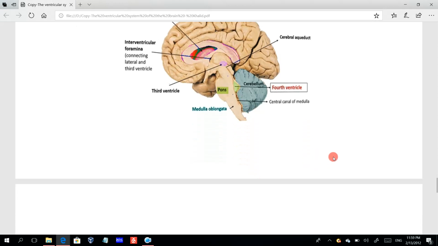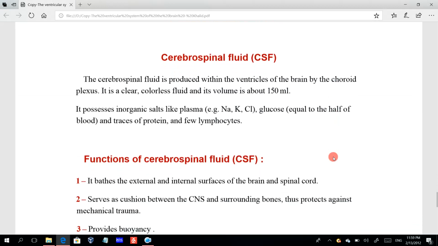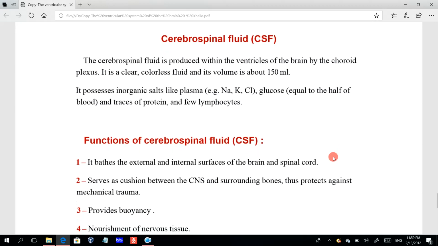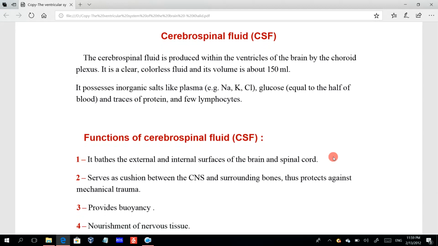Now we talk about a few points about the cerebrospinal fluid. The cerebrospinal fluid is produced within the ventricles of the brain by the choroid plexus. It is a clear, colorless fluid, and its volume is about 150 ml. It possesses inorganic salts like plasma, for example sodium, potassium, chloride. It also contains glucose, which is equal to half of the blood level, and traces of protein, كميات قليلة جدا من البروتين, and a few lymphocytes.